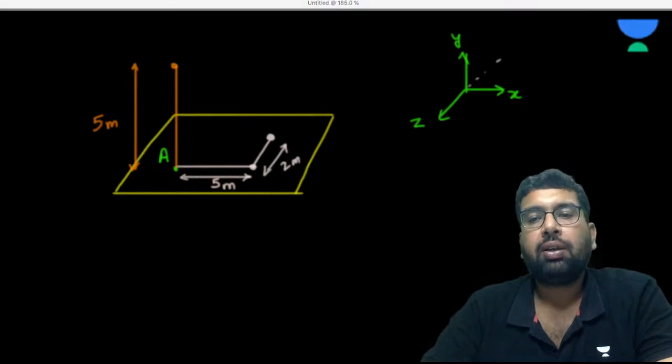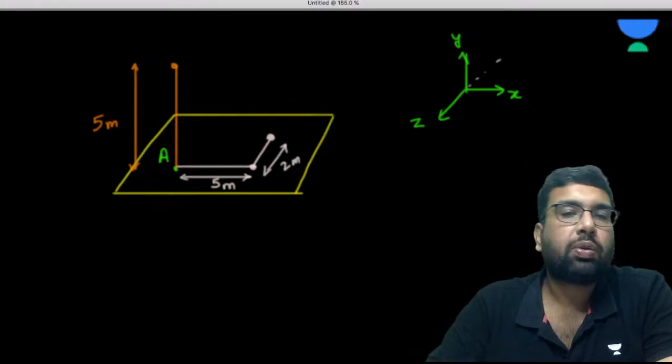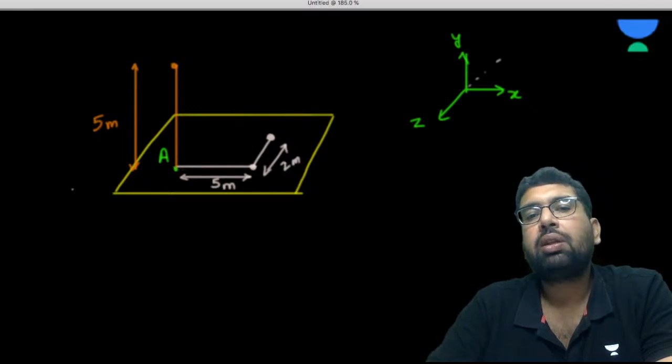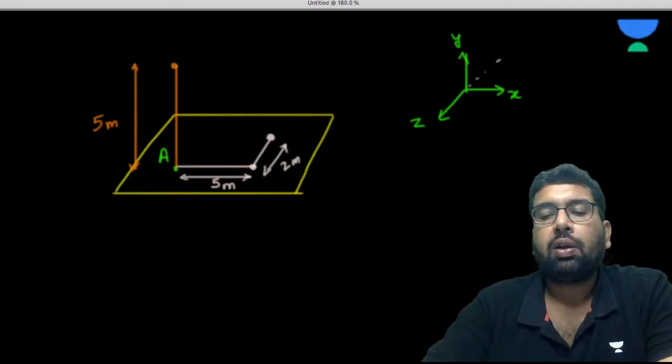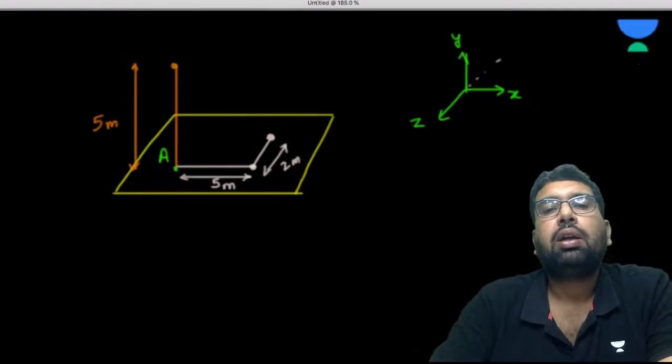Please answer me. You are moving parallel to this minus Z, because from this point you have moved 2 meter west. When you are moving 2 meter west, that means you are moving towards this point. Now what happened in the question? It says it reaches the point B. So this is your point B.